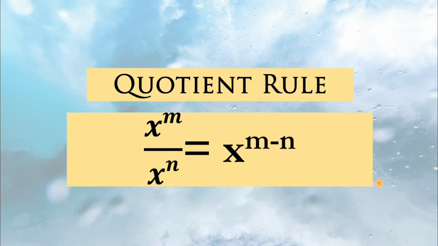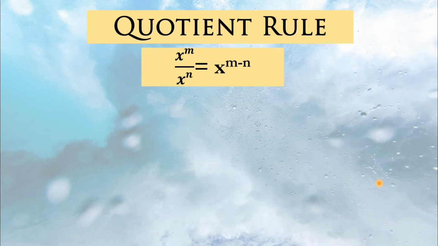Okay, so the next one, we have the quotient rule. It says that with the same base and different exponents, you just copy the base and subtract the exponents. Thus x raised to m divided by x raised to n is equal to x raised to m minus n.